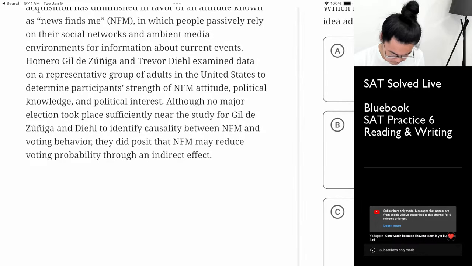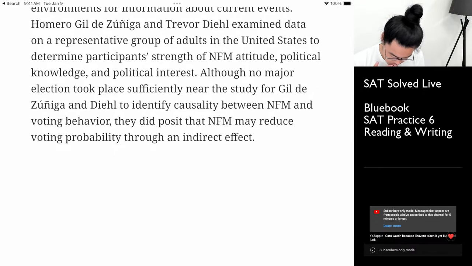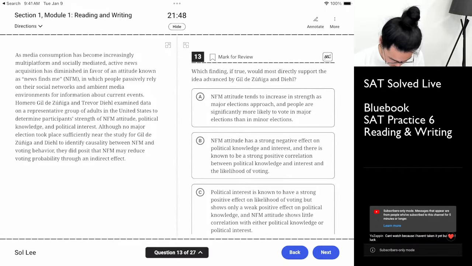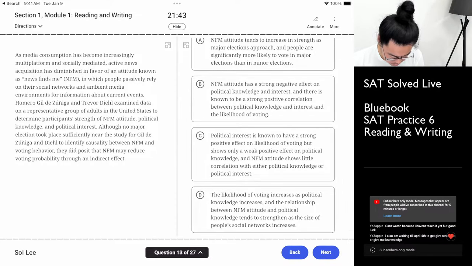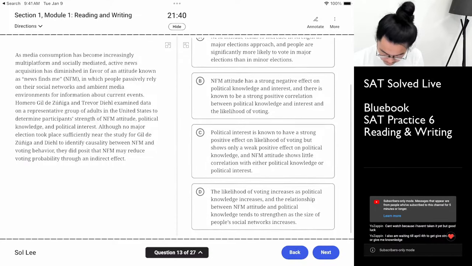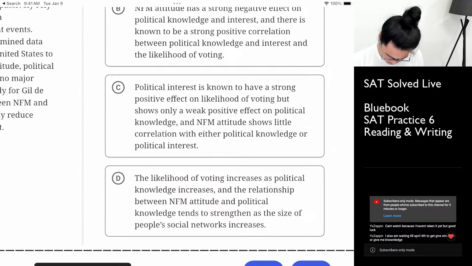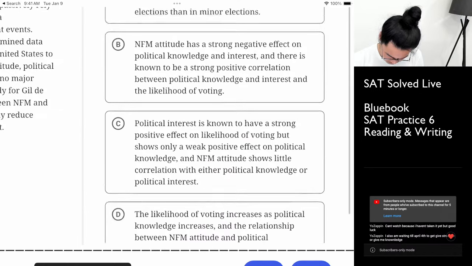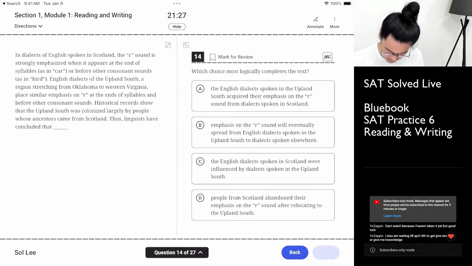NFM attitude, political knowledge and political interest. Okay, so the more knowledge and interest you have, the less NFM is what I'm expecting. NFM may reduce voting probability through an indirect effect. Okay, indirect effects. So NFM reduces political interest and knowledge, reduces voting. That's my inference here. Okay. Yeah, there we go. That's B. That's exactly what I predicted.